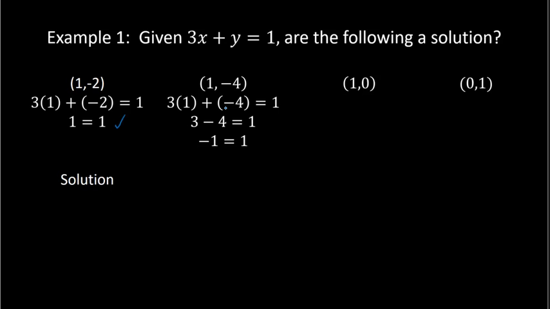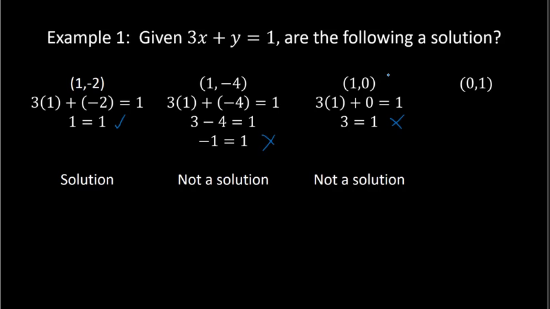So negative 1 equals 1. That is not a true statement. Therefore, 1, negative 4 is not a solution. And we could do this for 1, 0 and for 0, 1. So we plug a 1 in for x and a 0 for y. We have 3 times 1 plus 0 equals 1. That would be 3 plus 0, which is 3 on the left side. 3 is not equal to 1. That is a false statement. Therefore, 1, 0 is not a solution.